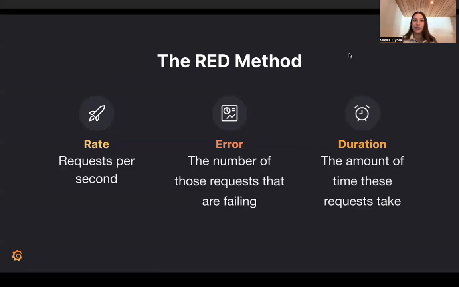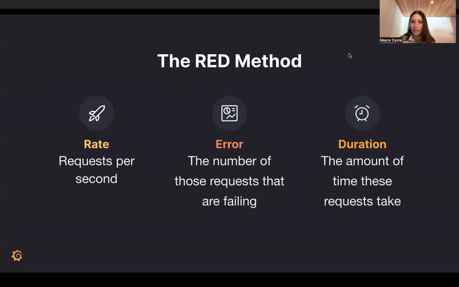So let's break this down just a little bit further. Let's start with R, rate. Rate is going to refer to requests per second. If you have a system with a high request per second, it's likely going to provide a smoother, more responsive experience for your users because it can handle a high number of requests effectively and quickly.